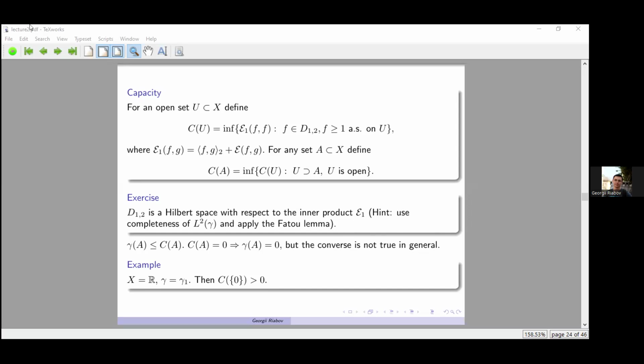Okay, so do you see my screen? Yes, we can see.